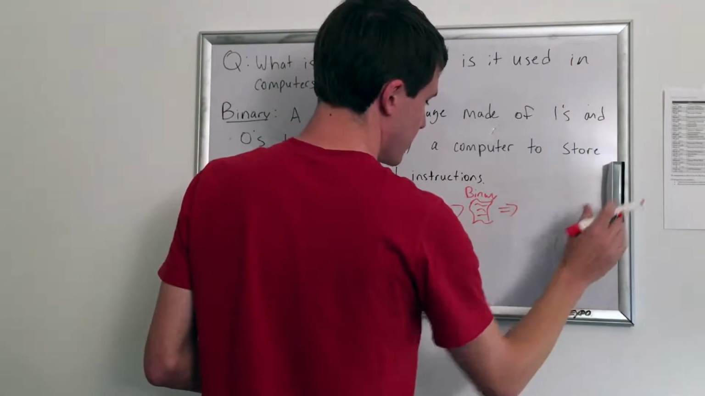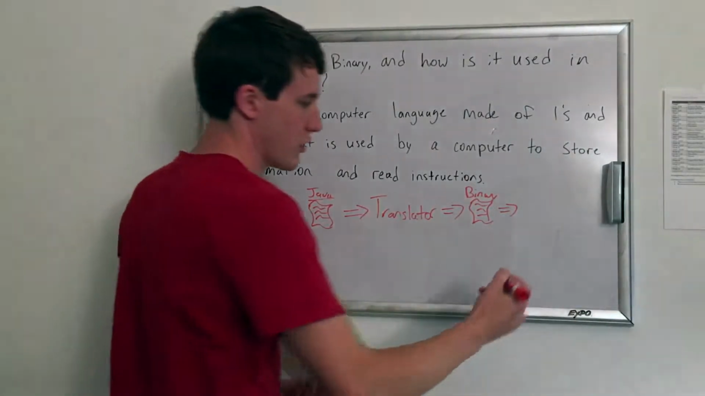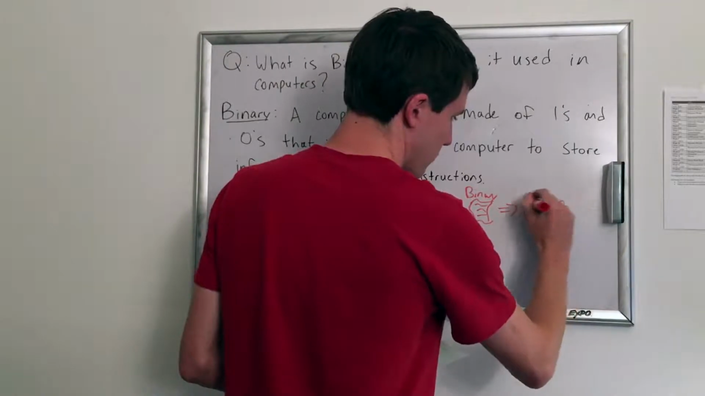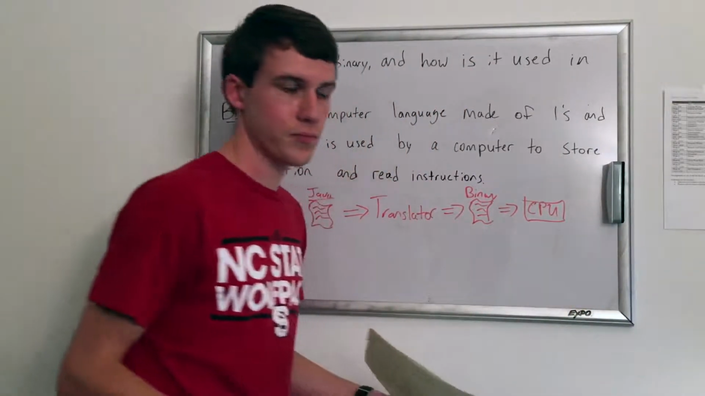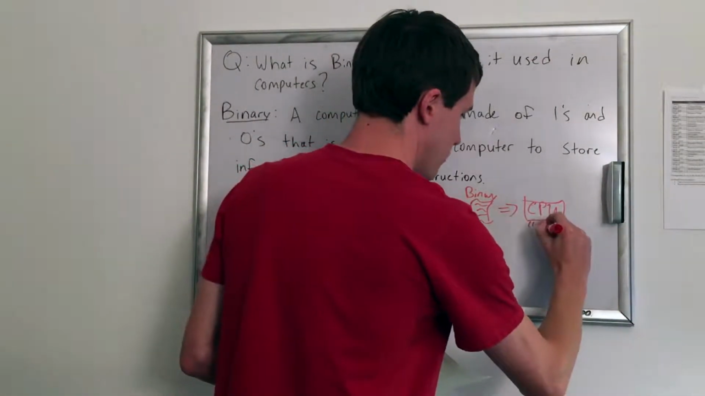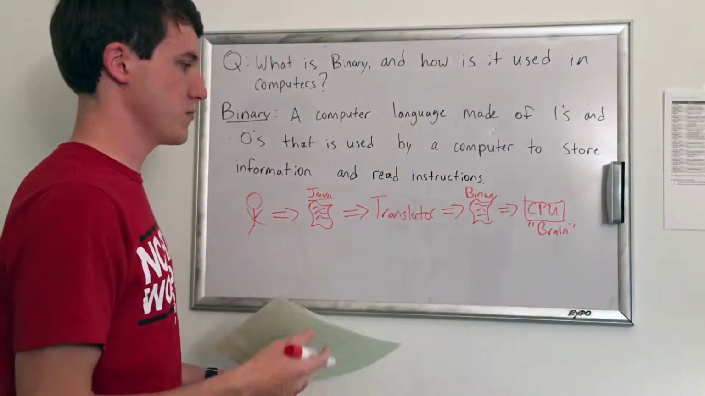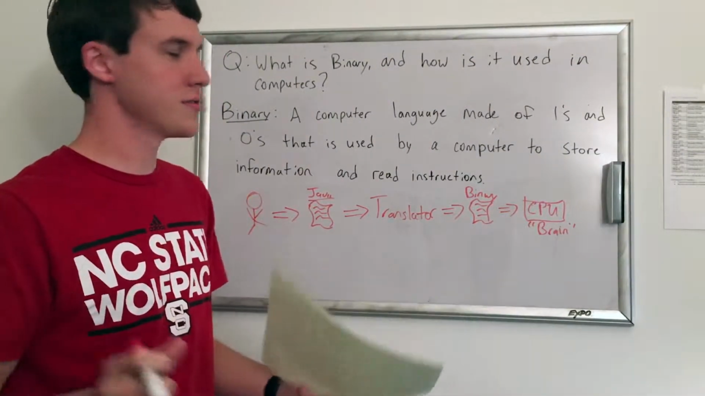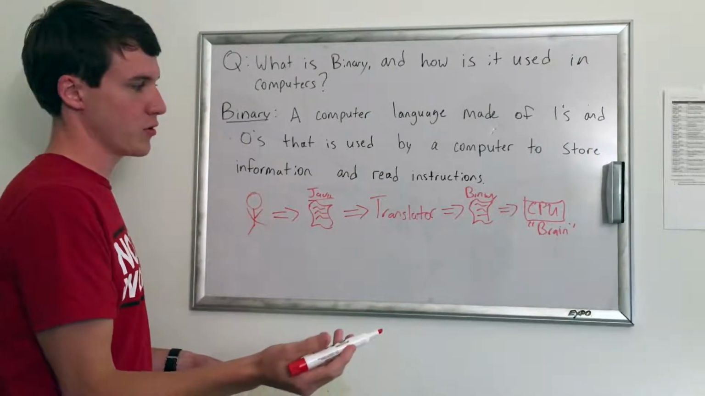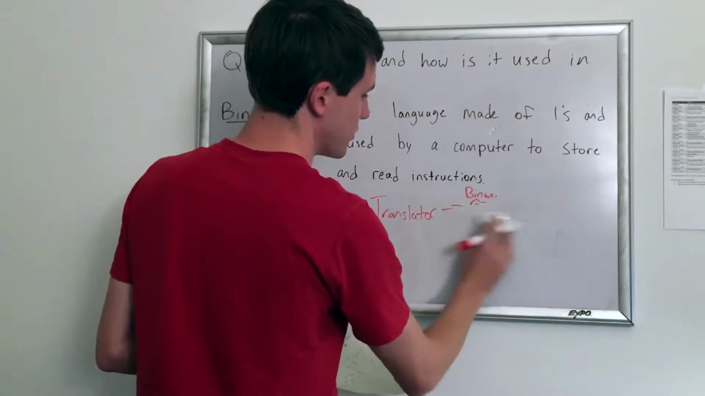These instructions are sent to whatever part of the computer it needs to go to. So say for example, the central processing unit, or CPU, which is actually considered the brain of the computer that computes different tasks. It's the part of the computer that computes. So that's just an example of how it is used. Now let's have an example of how you can understand it.